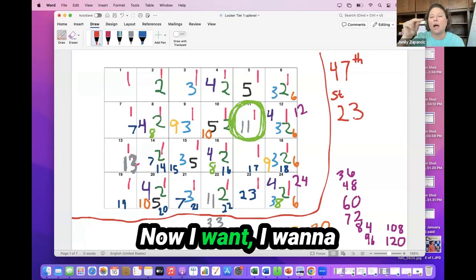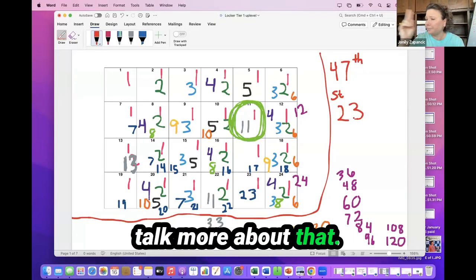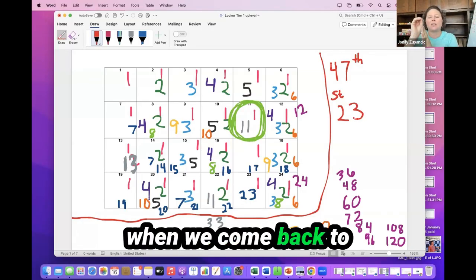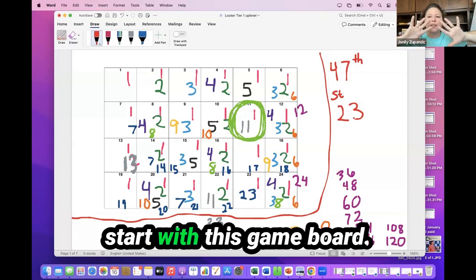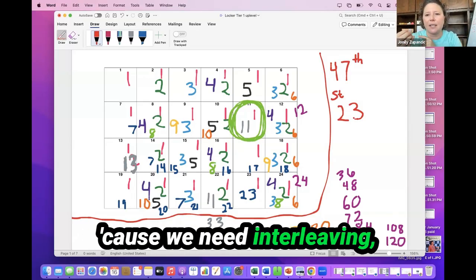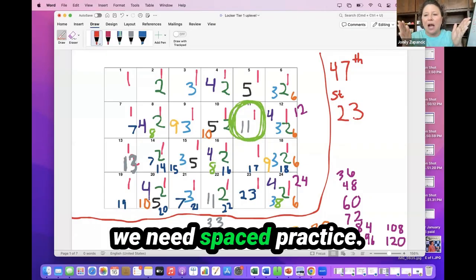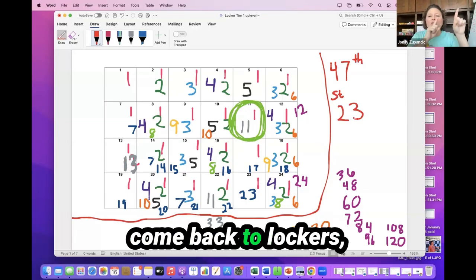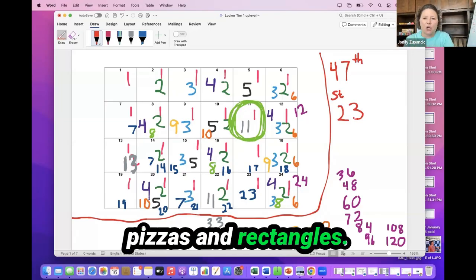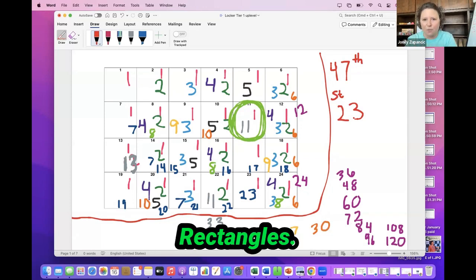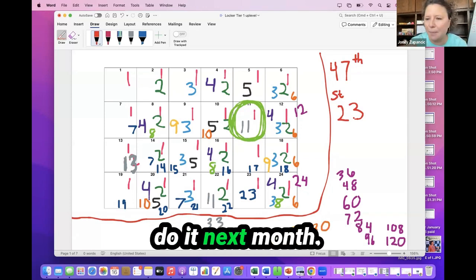Now, I want to talk more about that. We'll do that this year in level 2. A few months from now, when we come back to the locker problem, we're going to start with this game board. We're not doing it next session because we need interleaving. We need spaced practice. But maybe at the December session, we're going to come back to lockers, pizzas, and rectangles, oh my, because today we didn't even get to the pizzas, rectangles, oh my. But we're not going to do it next month.